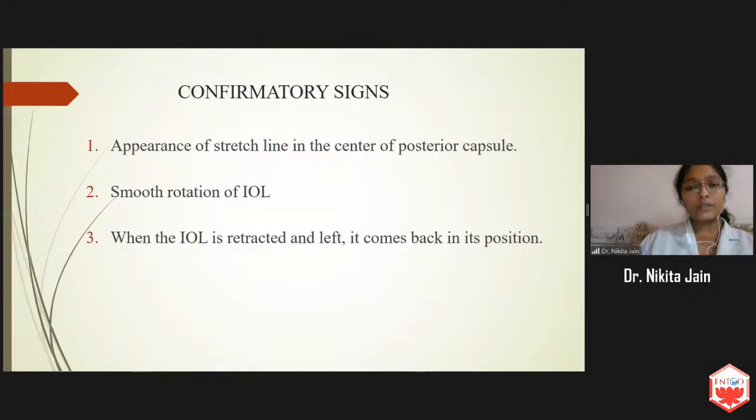The confirmatory signs of an in-the-bag IOL include the appearance of a stretch line in the center of the posterior capsule, smooth rotation of the IOL, and when the IOL is retracted and left, it should come back to its position. Also, the important thing is good, thorough removal of the viscoelastic substance in order to prevent increased IOP post-op, and also to prevent capsular distension syndrome.